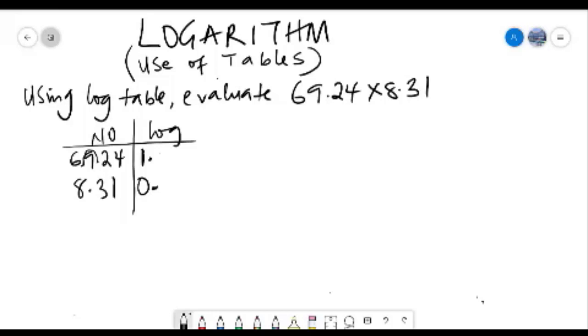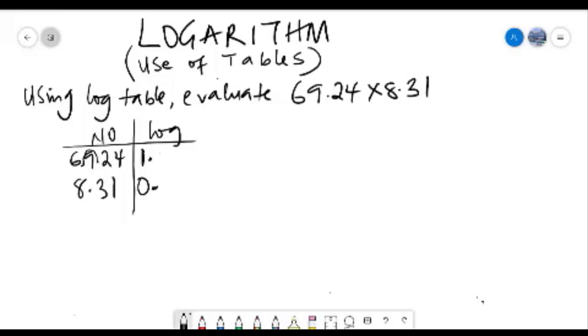When you get to 69, hold 69. Now check for 69. Trace it to under 2. You see some numbers at the top of the table. You have 0 to 9. Now trace 69 to where you have 2. You will discover that what you have there is 8, 4.